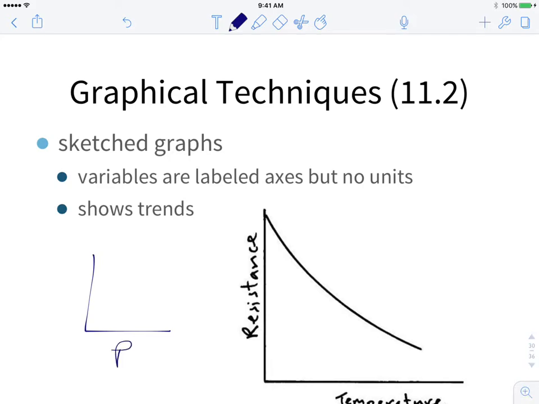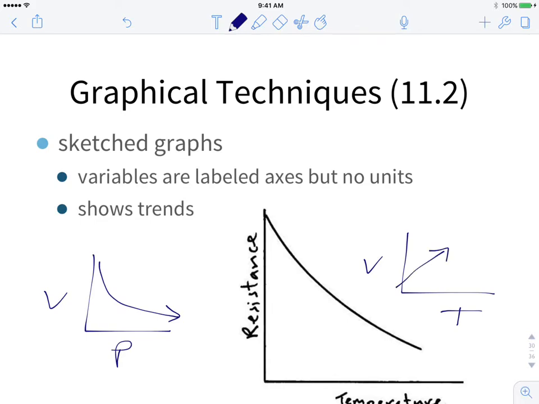So we have pressure and we have volume, and then we graph and then we have our sketch like this. Or we do volume versus temperature. So we have our temperature and we have our volume, and we go like this. Let's do a straight line here.